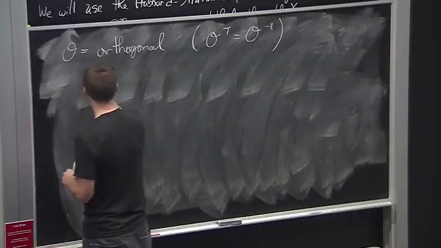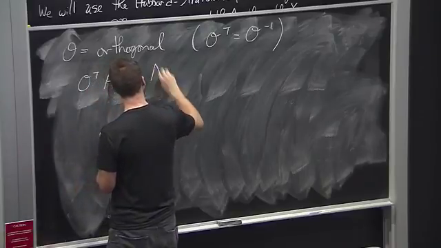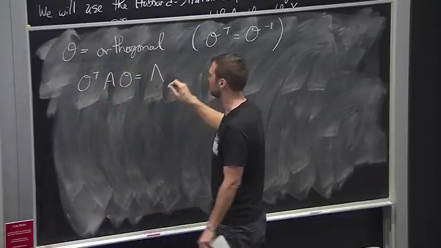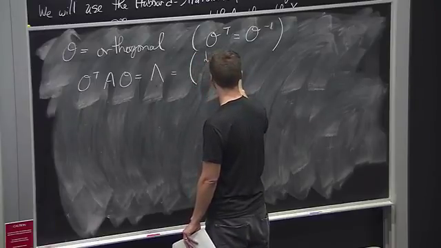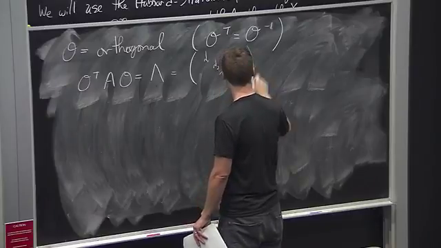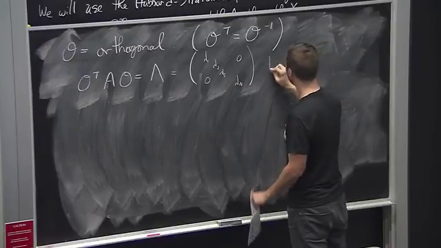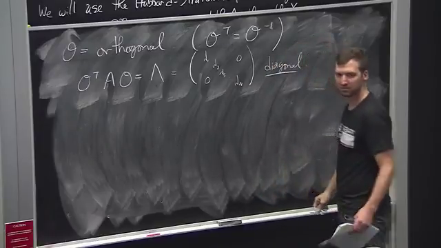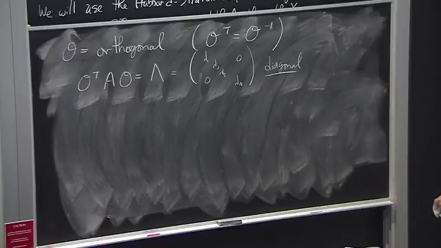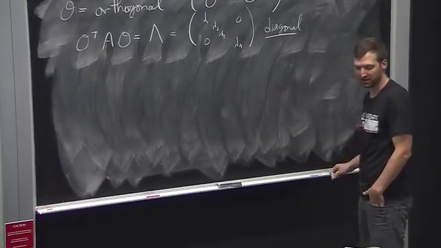So then, the diagonal matrix is lambda. It has all these diagonal elements and zeros. That's the spectral theorem, I guess. That's just telling you you can diagonalize this real symmetric matrix with a real orthogonal matrix, O.